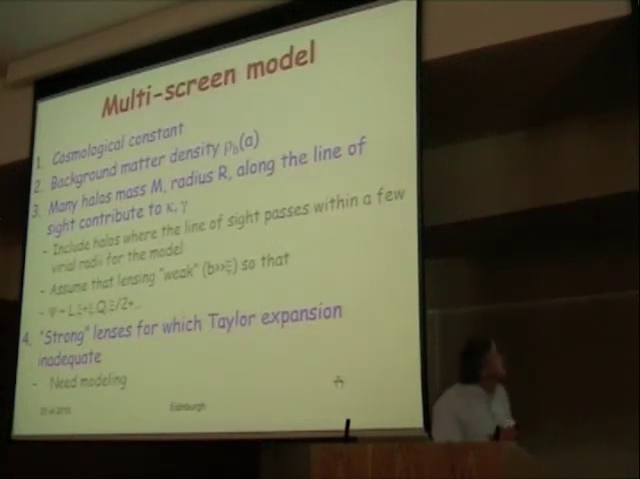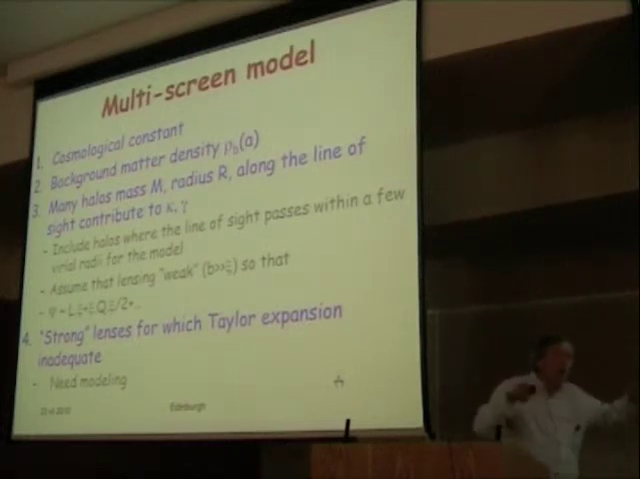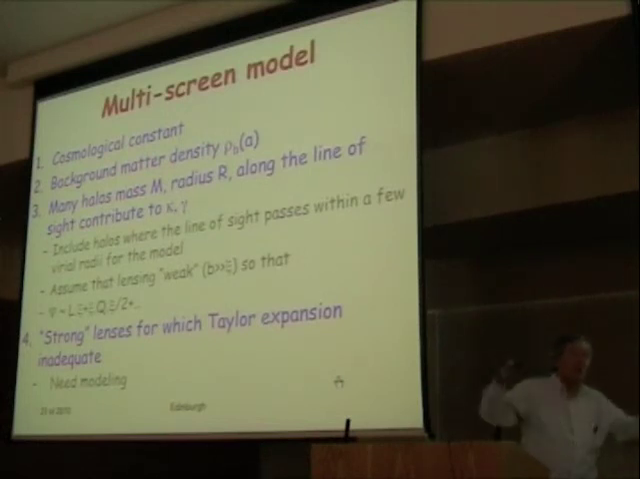Then if I want to look at a multi-screen model, there are 4 ingredients. There's the cosmological constant. There's this background matter density, which I've got some rule for. There are many halos, with mass m and radius r along the line of sight with some profile, and that profile doesn't have to be positive. The best answers may have the negative part, may go negative.